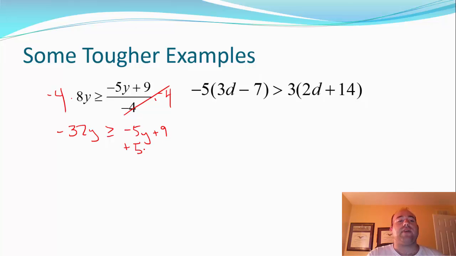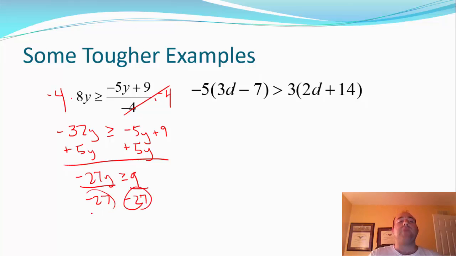Okay, let's bring the 5y over to the left. We'll divide through by -27. Whoop, whoop, whoop, whoop. Dividing by a negative number. Gotta flip our inequality. y is less than or equal to -1/3. Okay, the directions don't say to graph these, so we're just going to leave it at that.